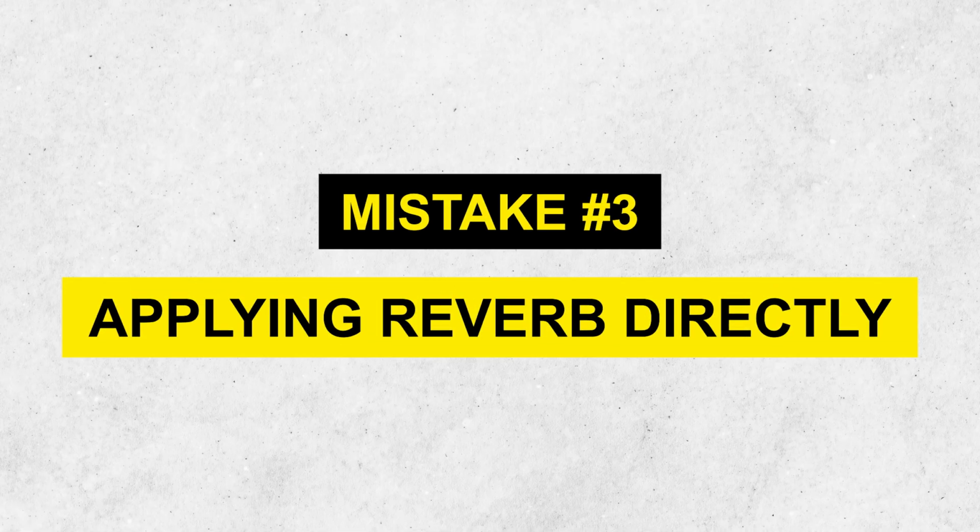Depending on your answer, you may want to reach for a reverb, or you may want to reach for a different effect altogether. And that leads us to the third mistake that mixers make, which is applying reverb directly instead of using a send. There are times when it makes sense to apply a reverb directly to a sound, but more often than not, I'm actually relying on a send instead.